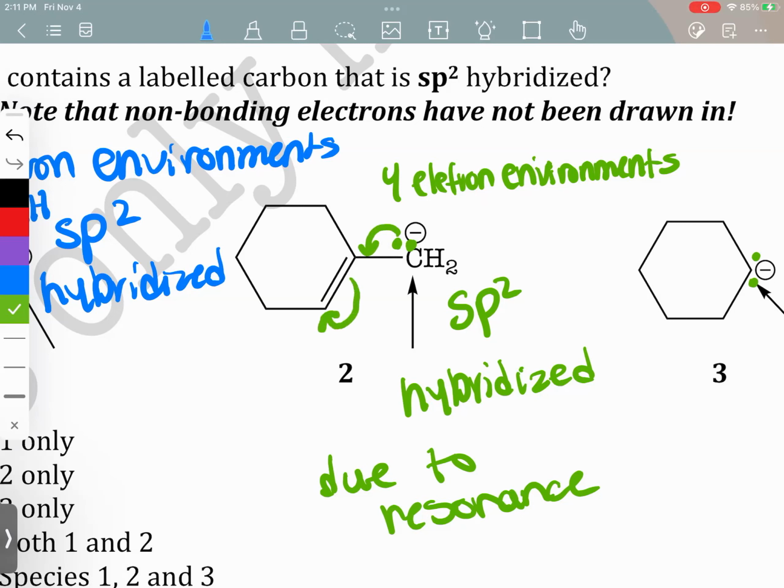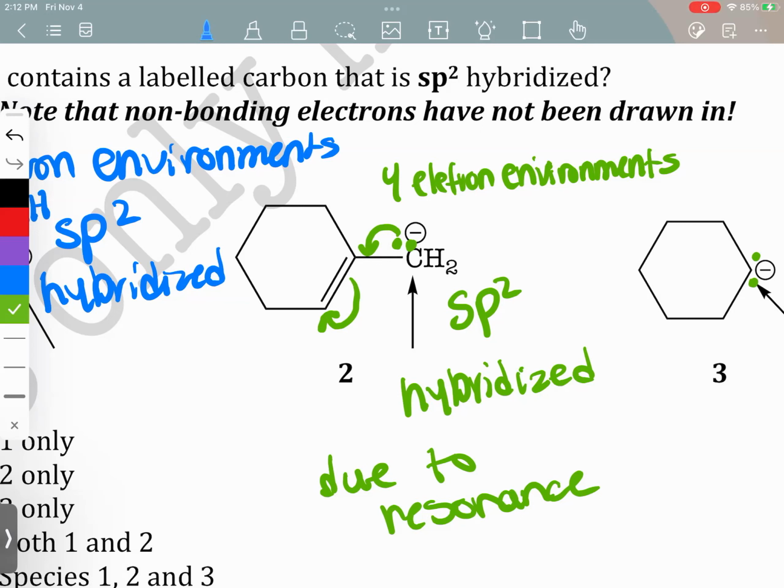And we all know that atoms that can perform resonance are always sp2 hybridized. So it can change its hybridization due to the fact that it can resonate. So because of that, this carbon, even though it has 4 electron environments around it, is sp2 hybridized, because we can push the electrons from that carbon into a resonance, changing its hybridization.